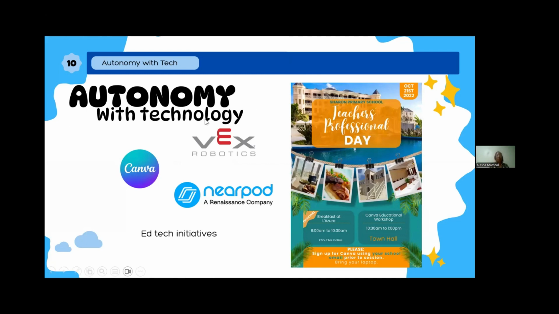So autonomy with technology. Yes, I have an inclination for technology, but I do not have any formal technology training. So that is why I can say that I am self-taught. And even though I do not have this technology training in a formal sense of the word, my principal, she recognized that I had the ability to use technology in a way that could relate to people.